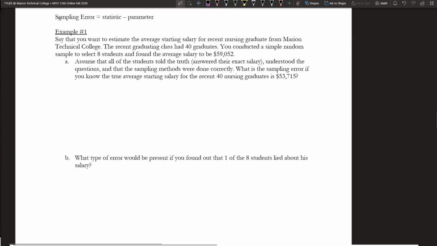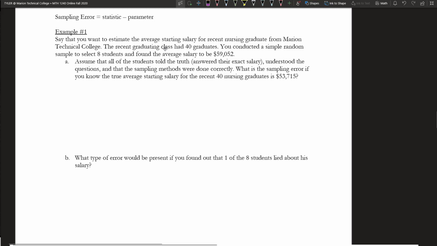Right? So, one way to calculate the error is we can take the statistic minus the parameter. Statistic, remember, is a measurement from the sample, and the parameter is a measurement from the population, right? So, we'll look at this in example 1.